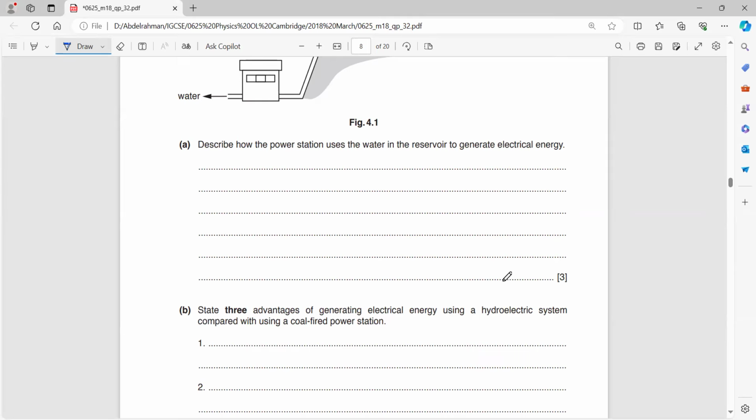The reservoir pushes the water onto the turbine, then the turbine turns the generator. I need to find the initial energy. Is it gravitational potential as it goes down?